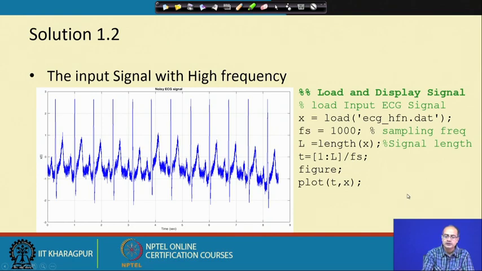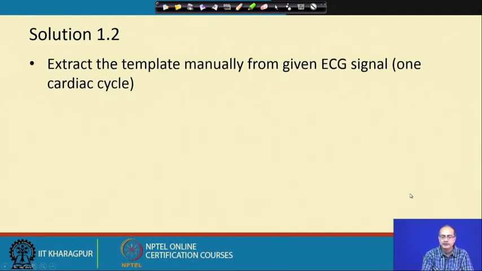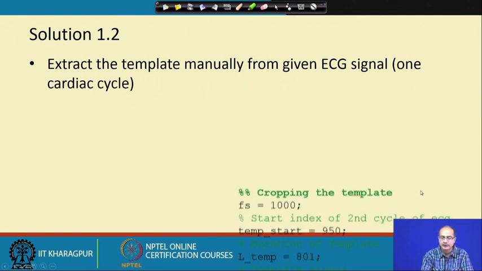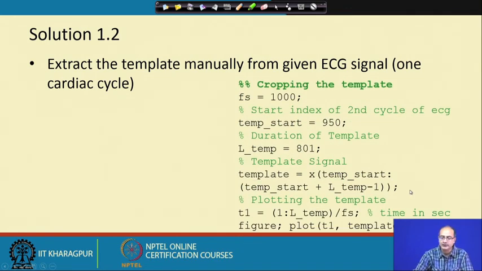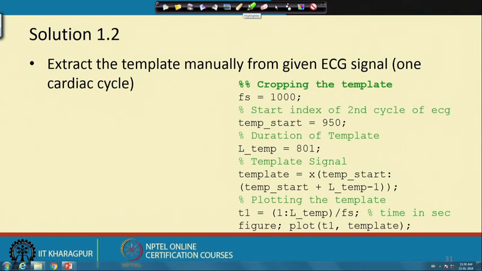So, next job is to find out the template and look at it. Here we have extracted one cycle manually, one cardiac cycle. For that, we have done a few visual examinations, and we have taken a starting point for selecting the template, temp_start. We have taken that starting point as 950, which is manually selected.